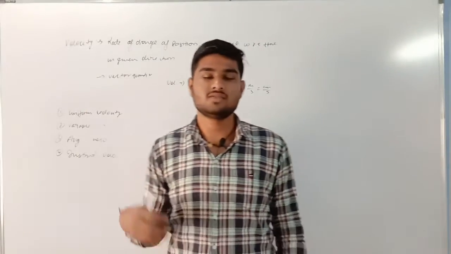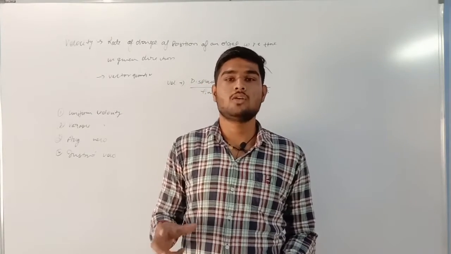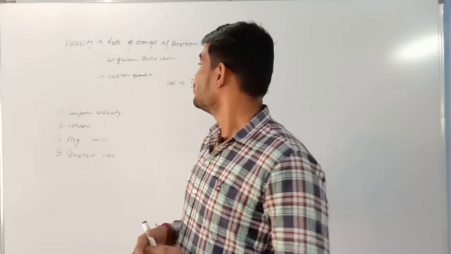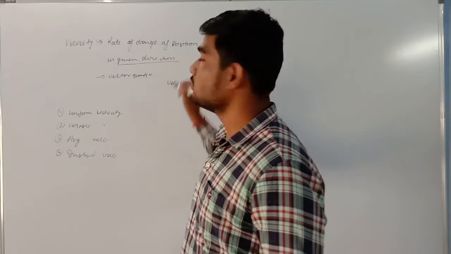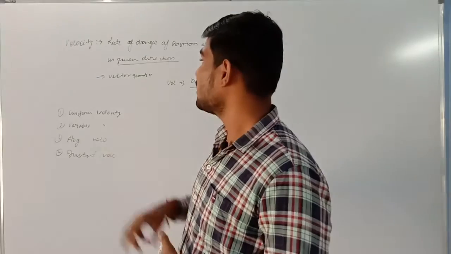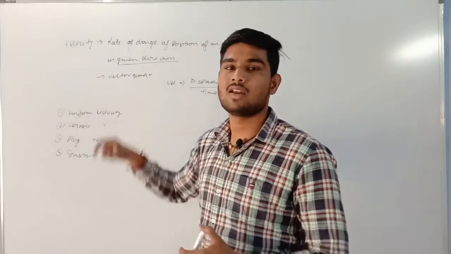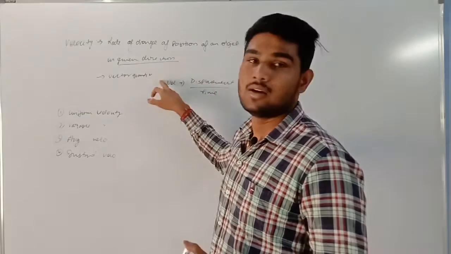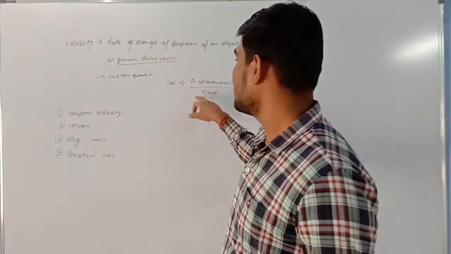Now we will discuss velocity. What is velocity? Rate of change of position of an object with respect to time in a given direction is known as velocity. In a given direction means it is a vector quantity, because direction as well as magnitude is involved. That's why it is a vector quantity. Its unit is also meter per second, and its formula is displacement upon time.